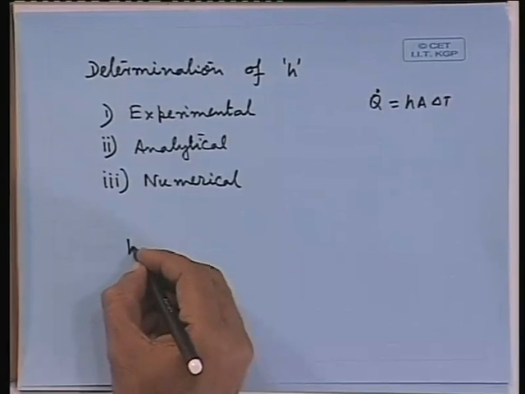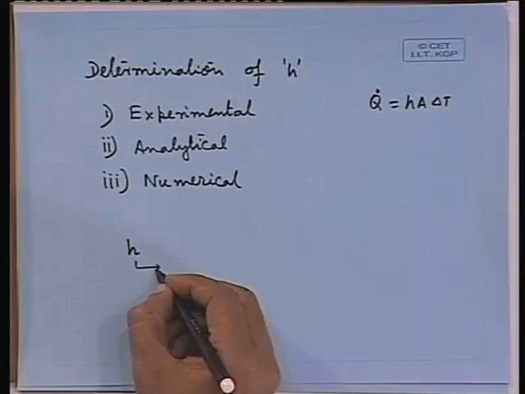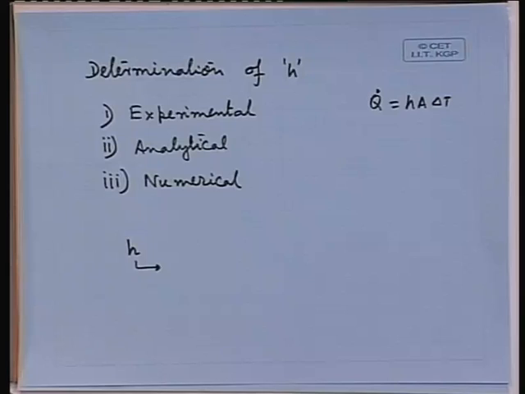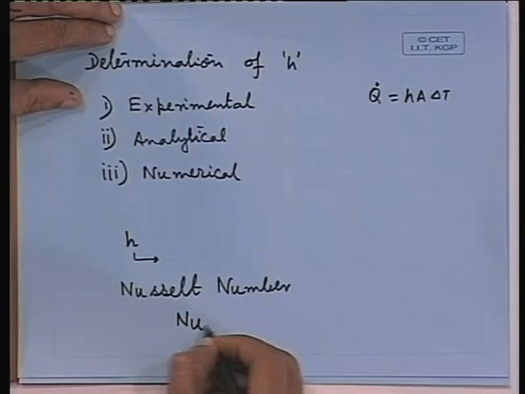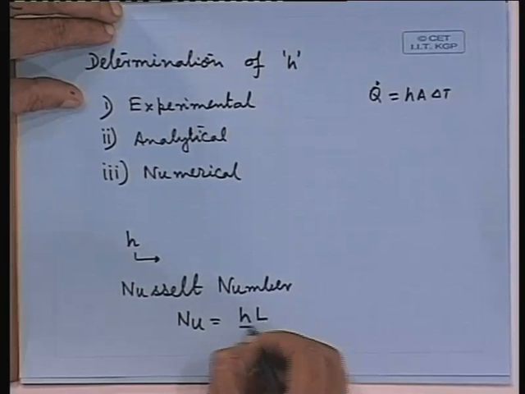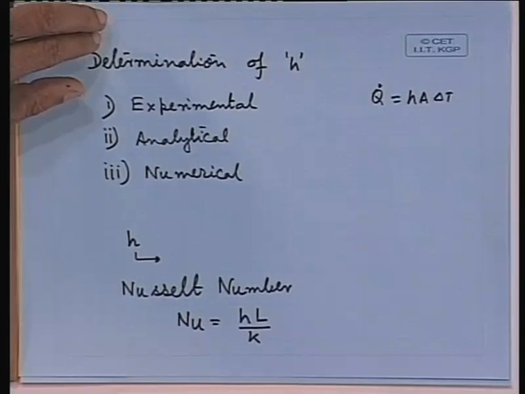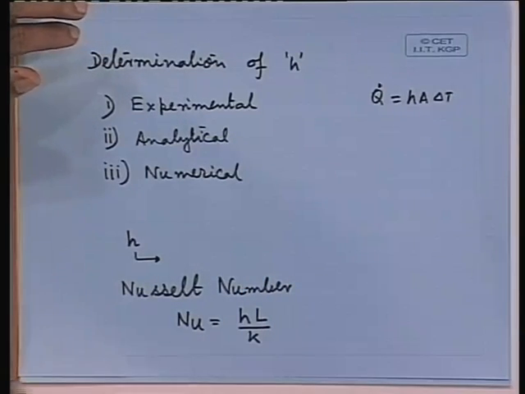So, H, convective heat transfer: it is customary to express this convective heat transfer in a non-dimensional form, and the non-dimensional number which gives the coefficient of convective heat transfer is known as the Nusselt number. The Nusselt number, denoted by Nu, is equal to HL by K, and we can see that dimensionally it is matching. Let us quickly do that.